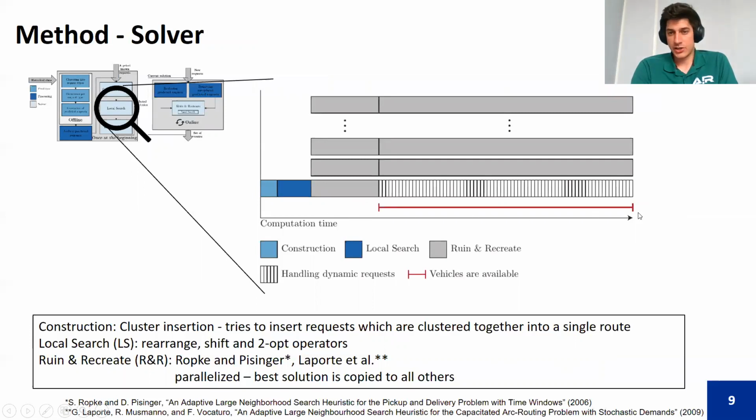What I want to draw your attention to is that red bar, which means vehicles are available or the operation is happening. And what you see here, that part is happening in advance, coming up with a first solution. This solution is then changed during the operation using the ruin and recreate. How the three parts precisely work, I'm going to refer to the paper, or the papers linked in the paper, as that's not the focus of the talk I'm giving here.